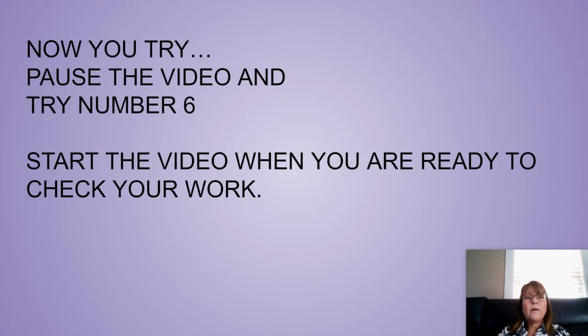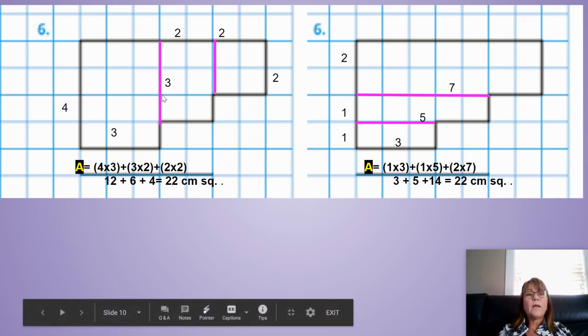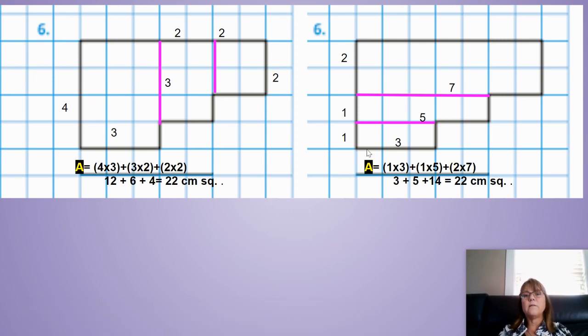All right, here we go. Try number 6. Start the video when you're ready to check it, and then we'll check it together. This is what you should have gone with. So you notice I had 3 rectangles, or a square and 2 rectangles, and 3 rectangles here. And then I end up with 3 parentheses here. So notice no matter what, I still come up with the same answer.